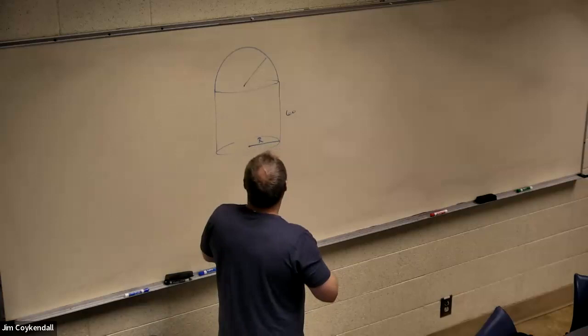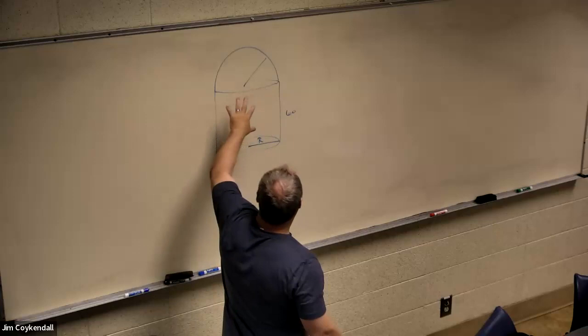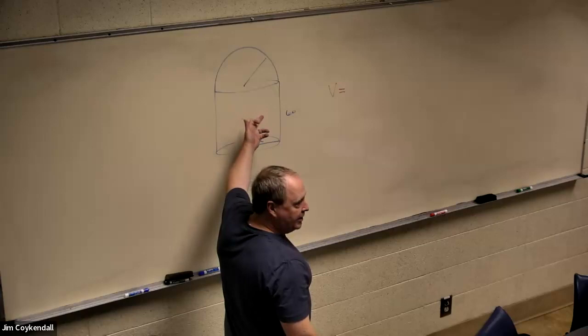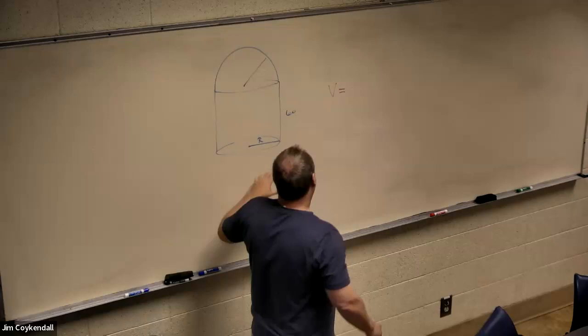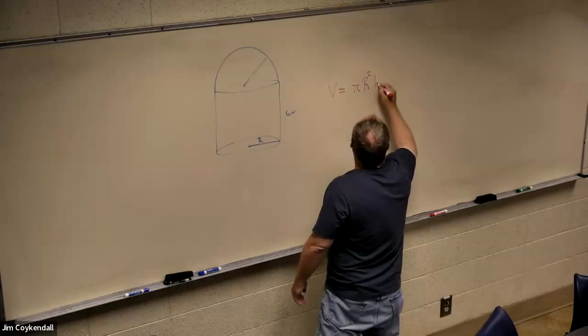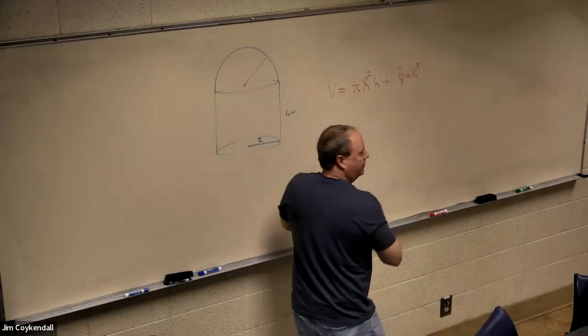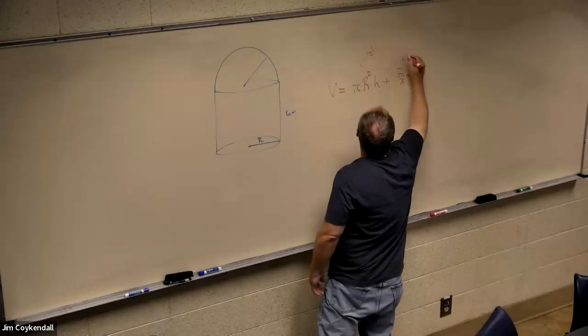So we've got this silo here. And of course, what is the volume of the silo? Well, there's a cylinder part and a dome part. Okay, so here's the cylinder part. That's exactly right. And we've got this dome part, which is a hemisphere. I agree with this. So this is the cylinder part, and this is the dome. Agreed?